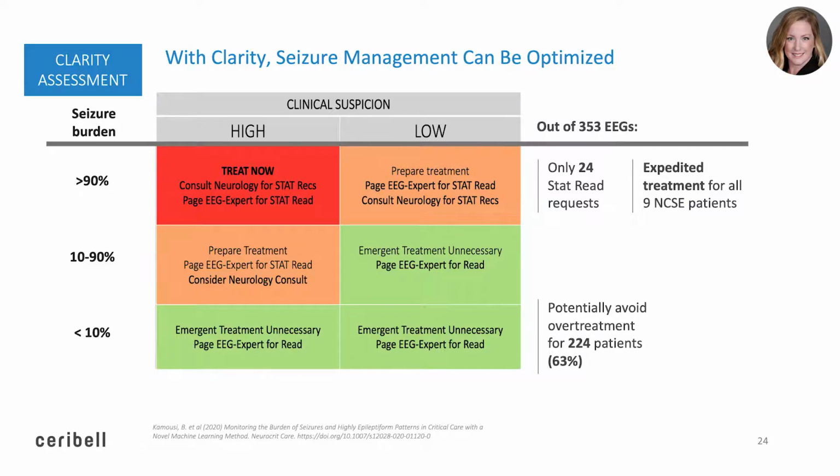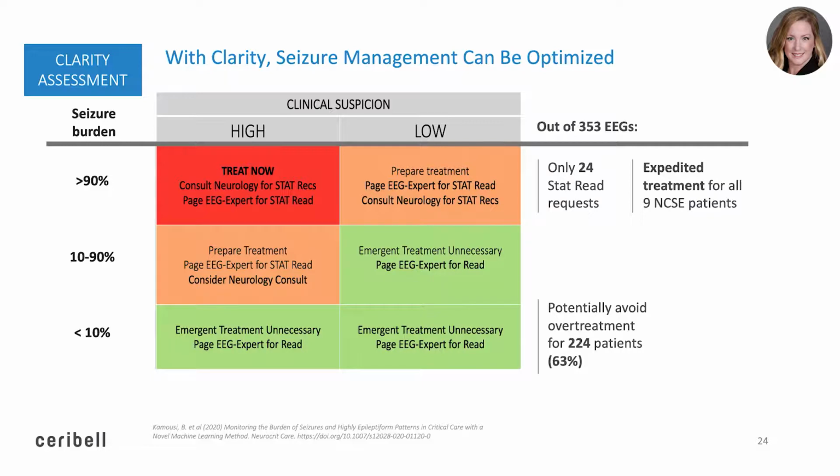If the clinical suspicion for seizure is high or low, it can help determine how providers should react. For example, if there is high clinical suspicion that your patient is having non-convulsive seizure and the seizure burden is 95%, then the neuro team should be stat paged. If the clinical suspicion is high, but the seizure burden is 5%, then the provider team should feel confident that, because Ceribell has a strong negative predictive value, they do not need to treat the patient, avoiding overtreatment.